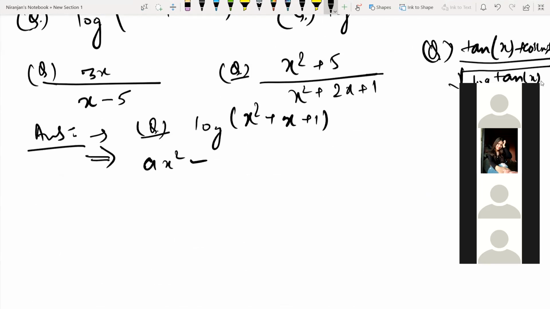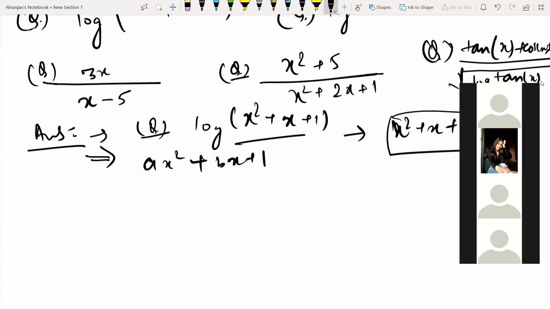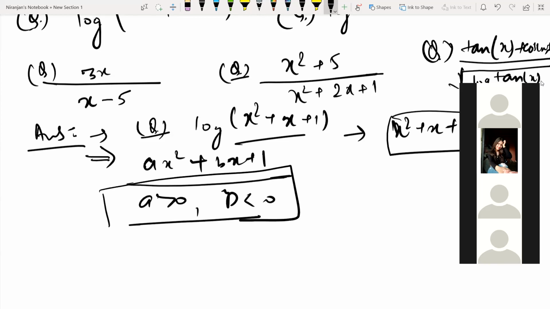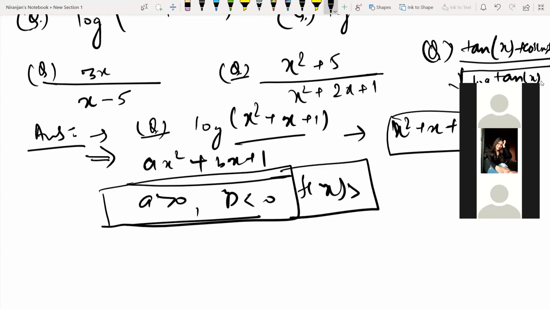If you have ax squared plus bx plus c, since this is a log, that means x squared plus x plus 1 should be positive. It can't be 0 because it's a log. That's what our field theory decides in this current real number system. And to make that happen, for your quadratic equation ax squared plus bx plus c, if a is positive and D is negative, then the quadratic is always positive.